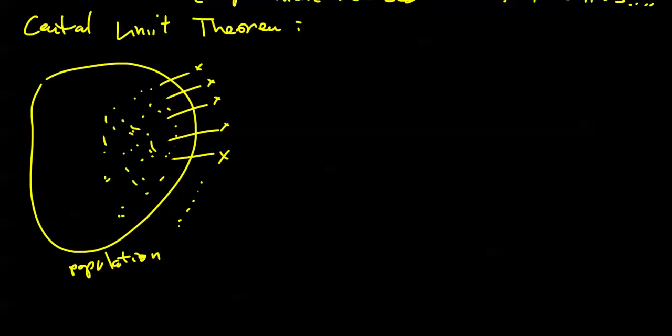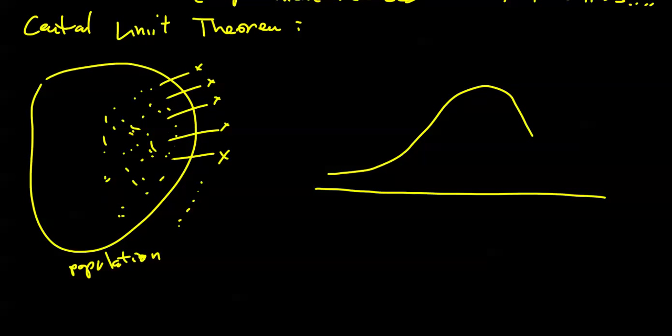And I'm going to assume that these x values plot out a normal distribution. Let me draw it here. And I'll say this population of normal x values has some mean mu, and of course our bell-shaped curve will peak at the mean.